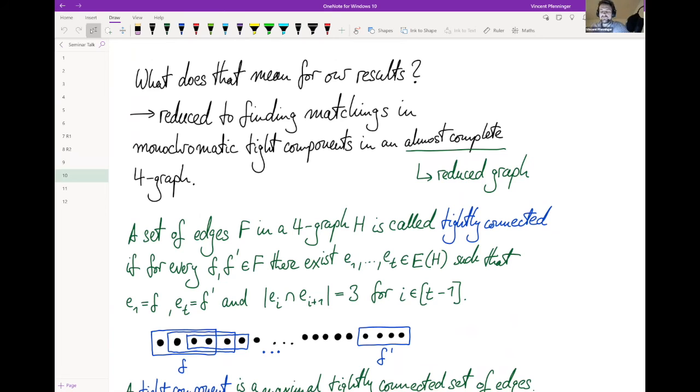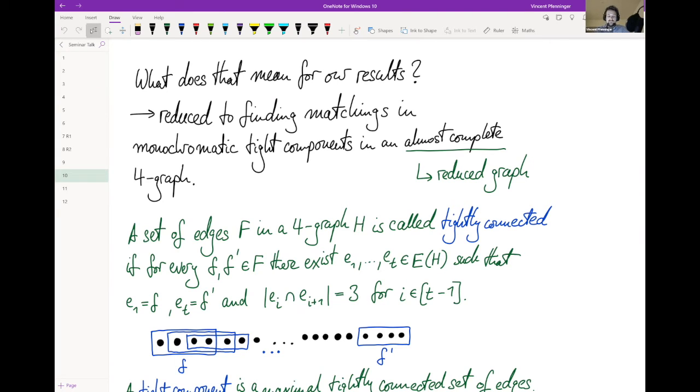So this reduces our results to finding matchings in monochromatic tight components, and I'll explain what that is in a second, in an almost complete 4-graph. So now here we're, of course, applying a hypergraph version of the regularity lemma, and then the reduced graph will be an almost complete 4-graph if we are starting off with a 4-graph. Okay, and we have tight components here because we want to end up with tight cycles, and that's the notion of component you need to use to be able to end up with tight cycles.